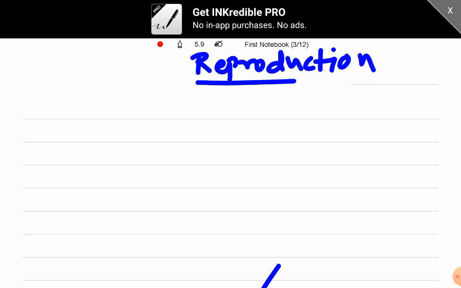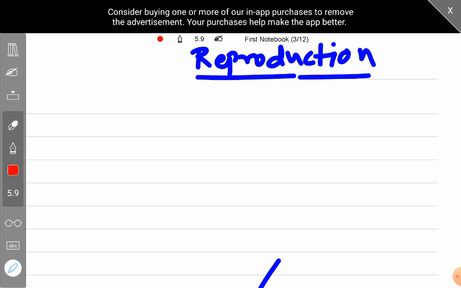Okay, what is reproduction? Reproduction is nothing but perpetuation of the living things. The new organisms are formed by following this property. Every organism has this property, that is reproduction. So as we know, this process is present in every organism.